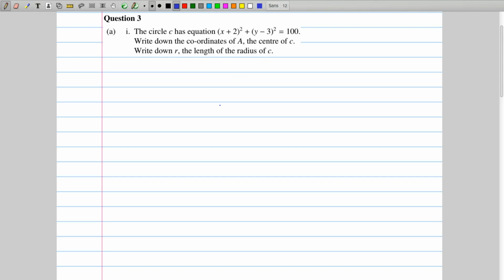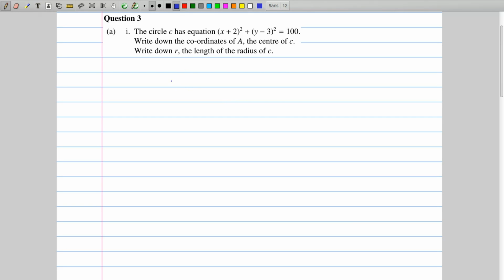Today we're continuing through 2014 Ordinary Level Paper 2, and this is question 3, which is all about coordinate geometry of the circle. To start off with, they give us a circle named C with a particular equation, and they're asking us to write down the coordinates of the center of the circle, and the radius length of the circle as well.